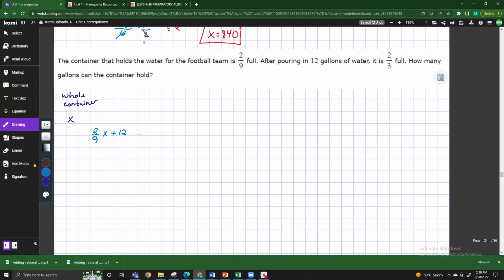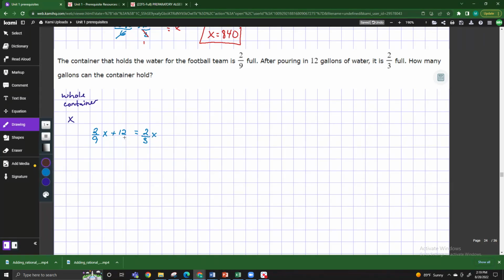And it's 2/3 of the container that is full, not 2/3 gallons, because we just added 12 gallons and 2/3 is not even a whole gallon. It's less than that. So we want to say it equals 2/3 X full.